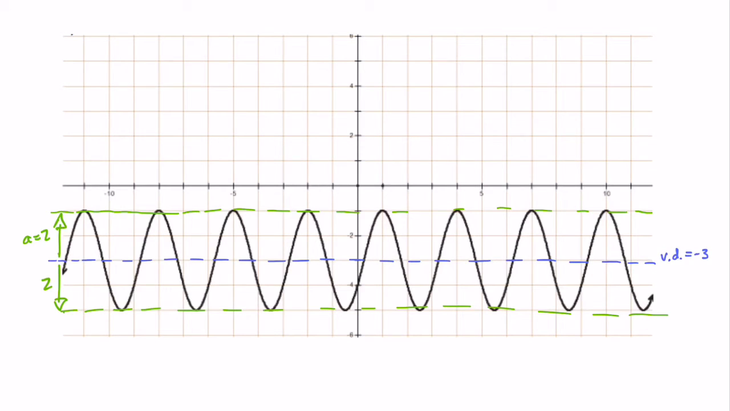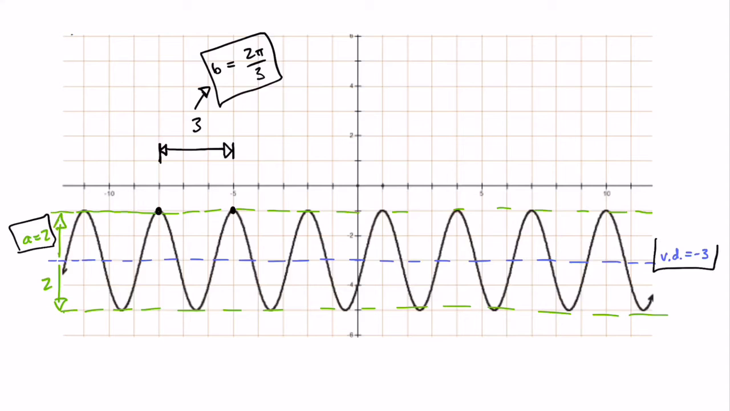Okay, now I'm going to figure out the period. So what I typically want to do is I'm going to go peak to peak. As long as I can read two peaks really clearly, that's the easiest way to figure out the length of a cycle. So there I've marked the peak and it's just 3 units apart. To find the b value, it's just 2 pi divided by the period. So I know now the a value, the vertical displacement, and the b value. All I have left is the phase shift.